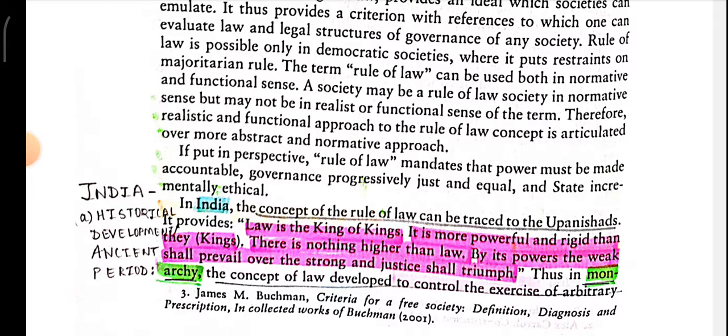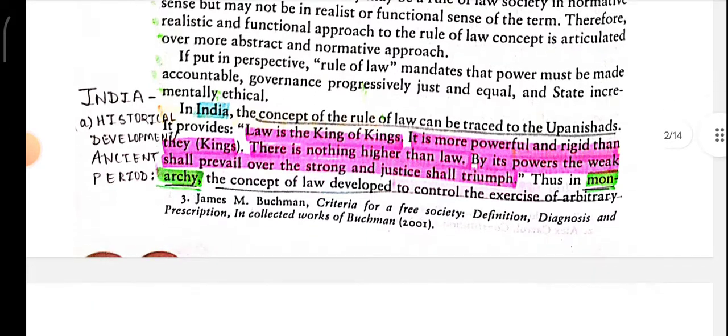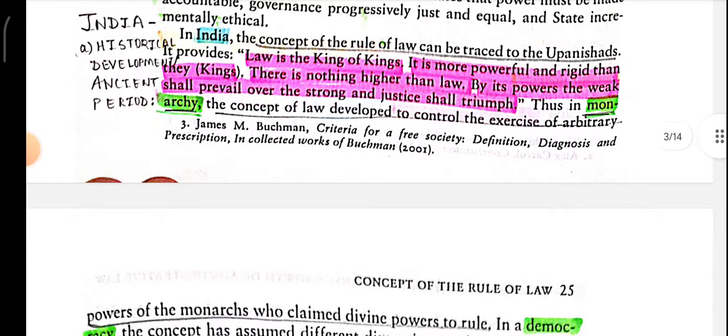There is nothing higher than law. Article 14 also says equality before law and equal protection of law. Every man and every individual is equal in the eyes of law. By its power, the weak shall prevail over the strong, and justice shall triumph. Thus, in monarchy, the concept of law developed to control the exercise of the arbitrary. So, it opposes arbitrariness.